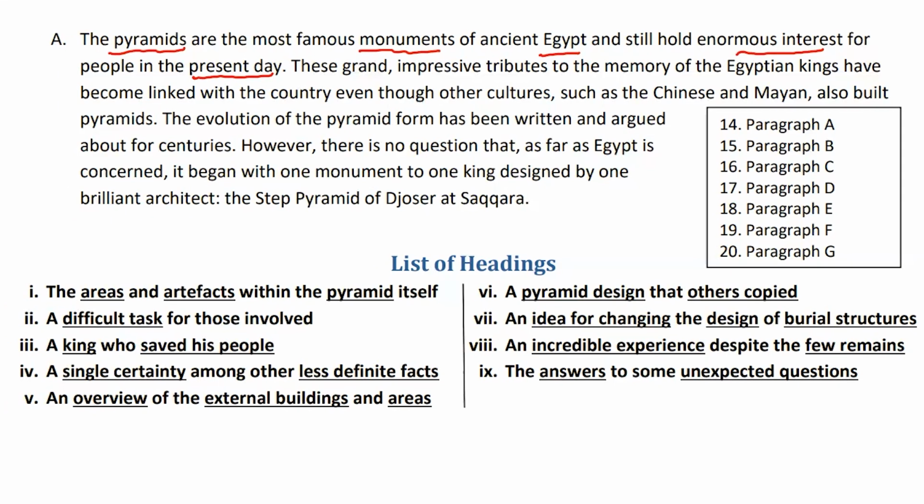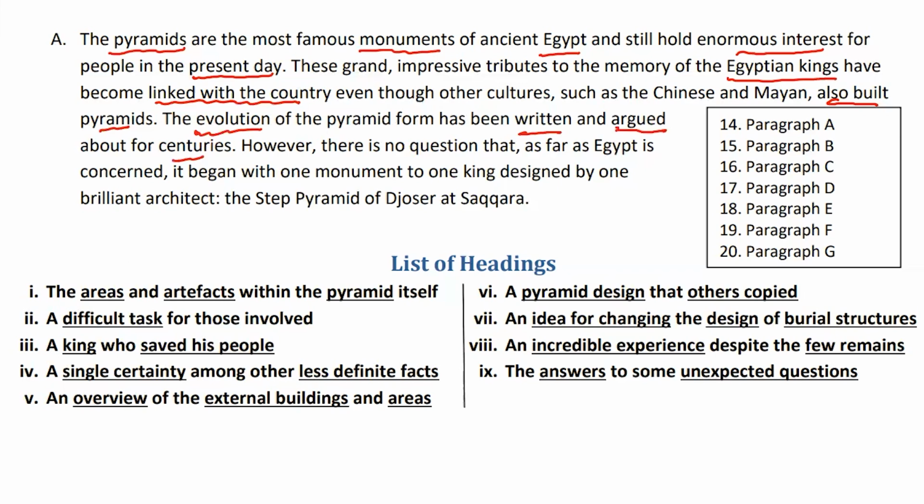So, friends, to understand the sentence properly, even in your true false, I say that please understand the question by breaking it up. It becomes very easy. So these grand, impressive tributes to the memory of the Egyptian kings. They have become linked with the country. They have become linked with the country is important. Okay, even though other cultures such as Chinese and Maya also built pyramids. So there are other cultures also. They also built pyramids. Okay, the evolution of the pyramid form has been written. So this is important. Written evolution. Evolution means the start of the pyramid.